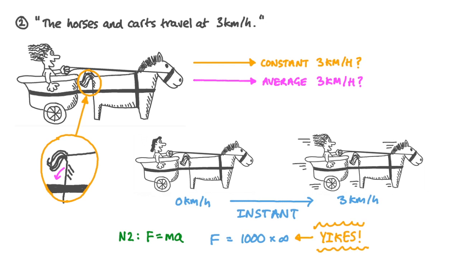Newton's second law, or N2 as it's known to its friends, tells us that the force is equal to the mass times the acceleration. If we say that a horse, small cart and driver has a mass of around 1,000 kilograms, then the forces involved in accelerating this mass instantaneously to 3 kilometers an hour are essentially infinite, and certainly very damaging to the horse, cart and driver.